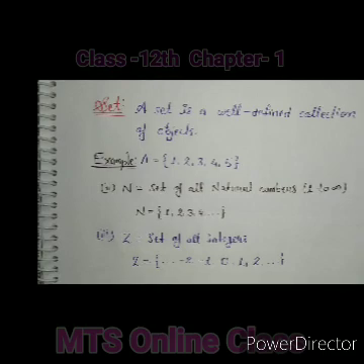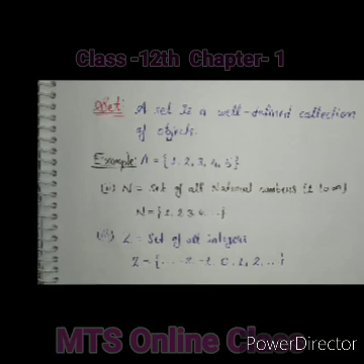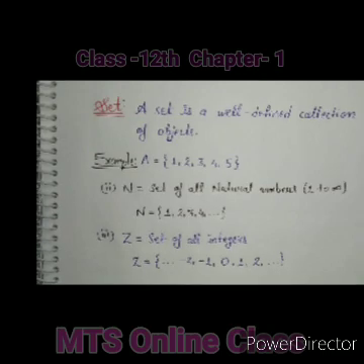First one is set. A set is a well-defined collection of objects. Sets have their importance in relations and functions. That is why we discuss set first of all. A well-defined collection of objects is called a set.